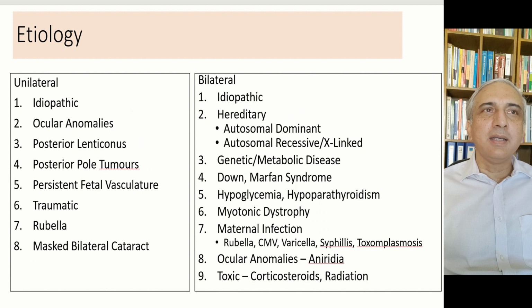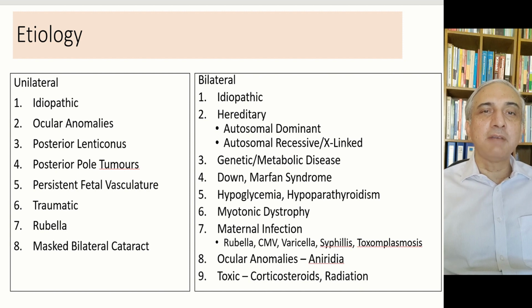Let's look at the etiology of cataract, and we see it can be either unilateral or bilateral. In unilateral, the number one cause can be idiopathic. Then you can have ocular anomalies, which we discussed before. Then we have lenticonus, in which there is a conical projection of the posterior lens capsule. You have posterior polar tumors that can cause unilateral cataract.